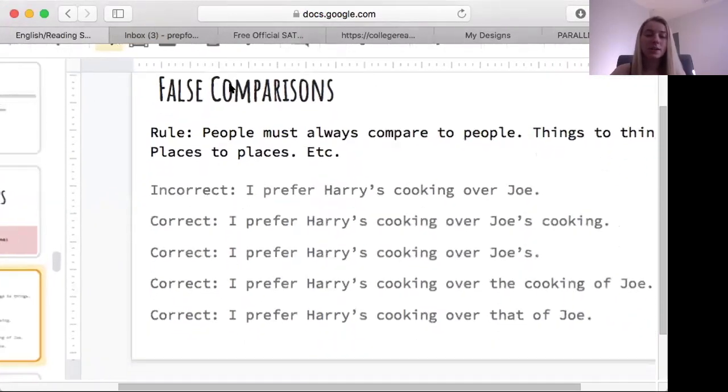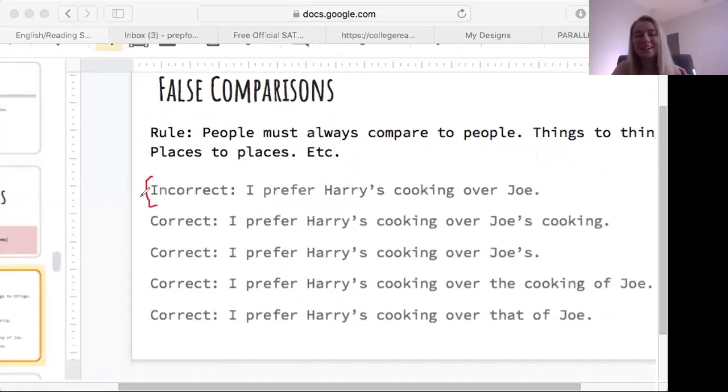Essentially what's going on here is you need to make sure that you compare people to people, places to places, things to things, etc. So let's say we had this incorrect one here. We have "I prefer Harry's cooking over Joe." Now, notice that is actually saying that you prefer someone's cooking over an actual person. So you like an action over a person. Notice how that's no good. It's not an action to an action or a person to a person.